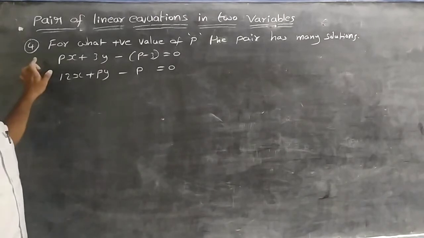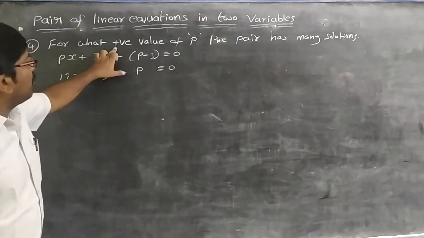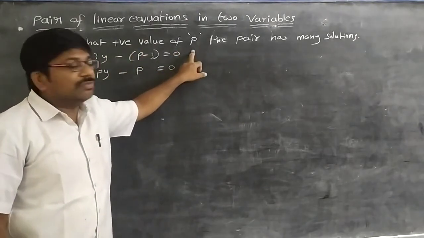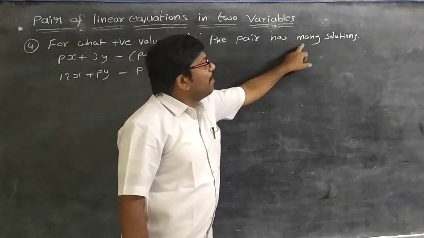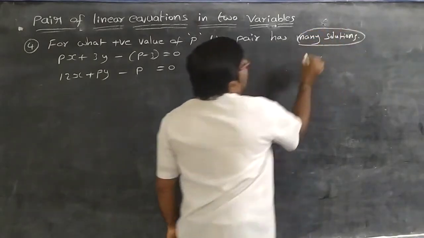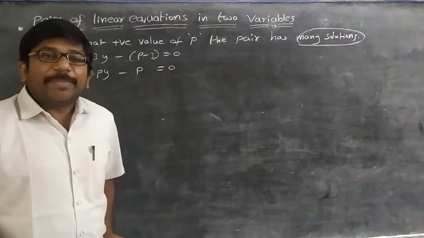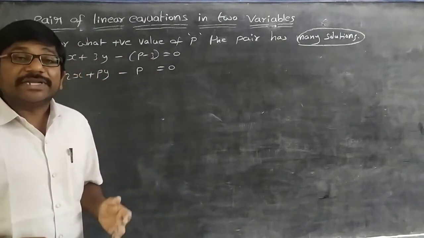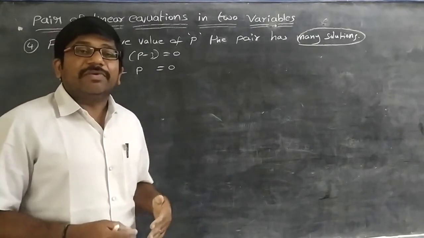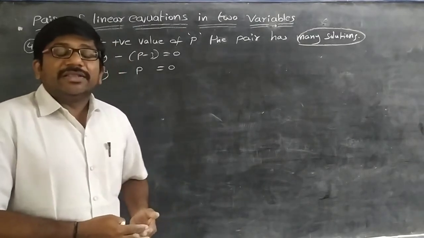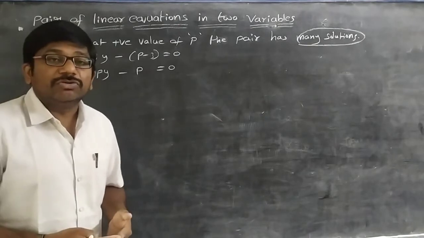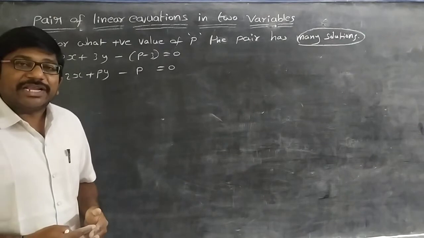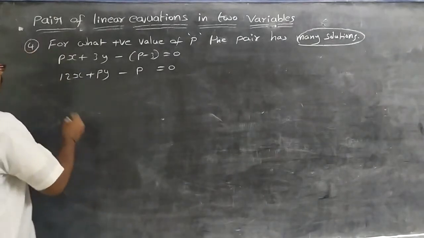Right, now the fourth problem. For what positive value of p? Here p is a positive value. The pair has many solutions. See, many solutions. When a pair of linear equations has many solutions, it means the pair is dependent. When the given pair is dependent, then the pair has many solutions, right? So dependent means coincident lines. So what is the condition for coincident lines?